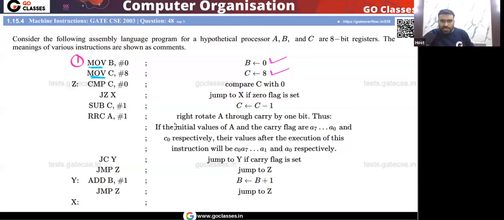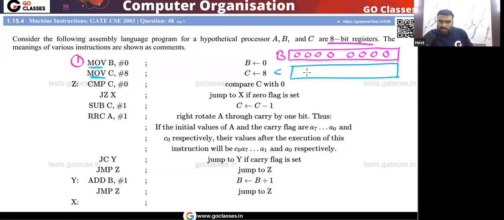B has 0, C has 8, very simple. Now remember, these are 8-bit registers. So tell me what content B has. B has this content, right? Yes or no? Because these are 8-bit registers, B has all 0. And what does C have? C is also an 8-bit register, right? So this value 8 in binary will be like this: 0 0 0 0 1 0 0 0. Very simple. Now what is the next instruction? The next instruction, remember, this is just a label.